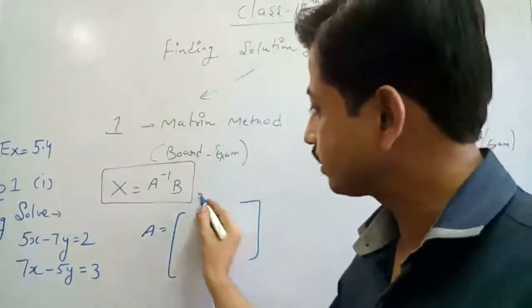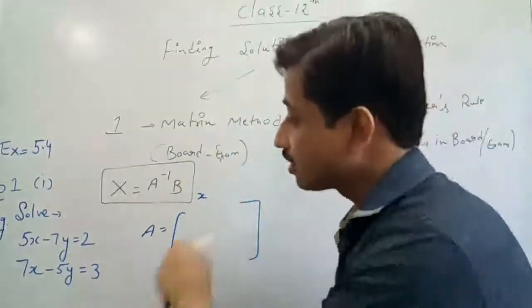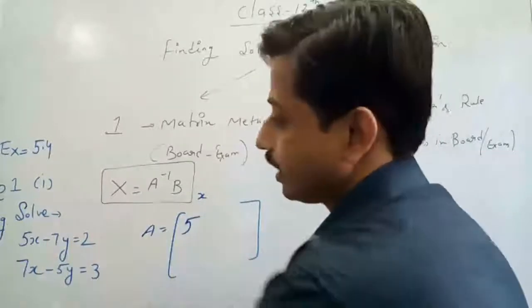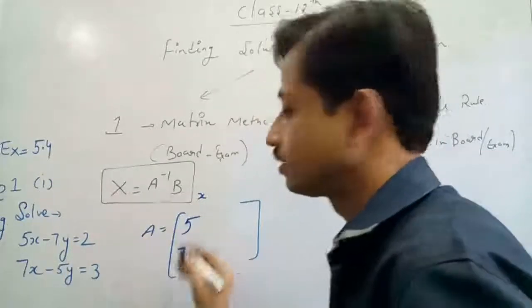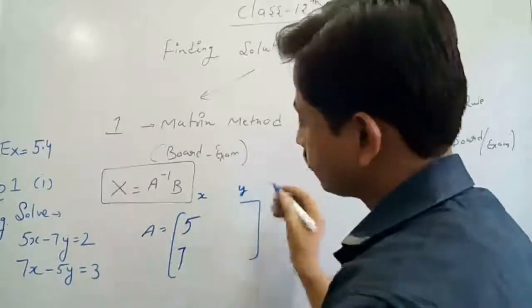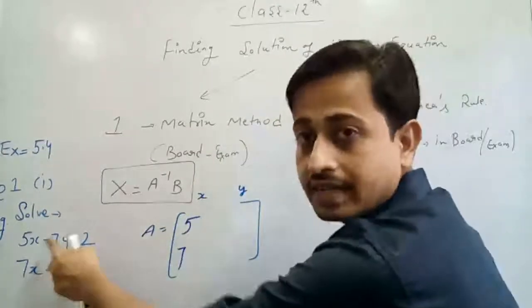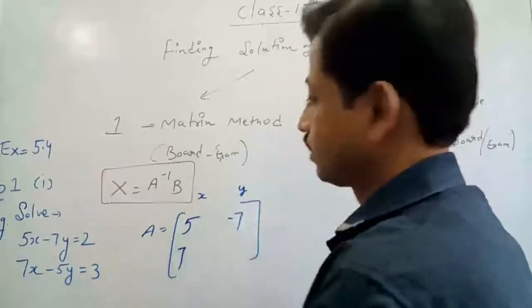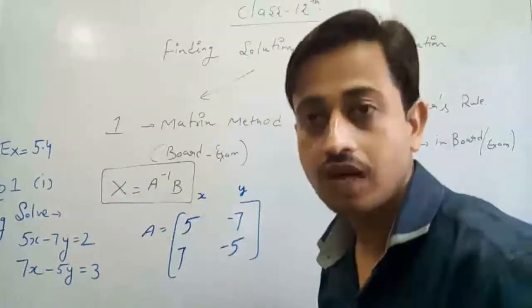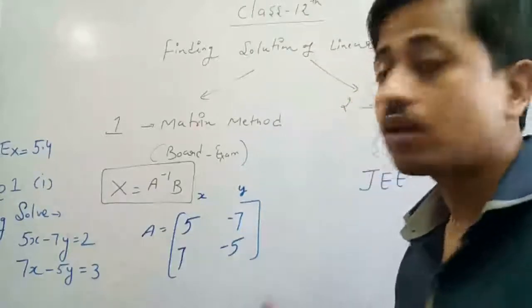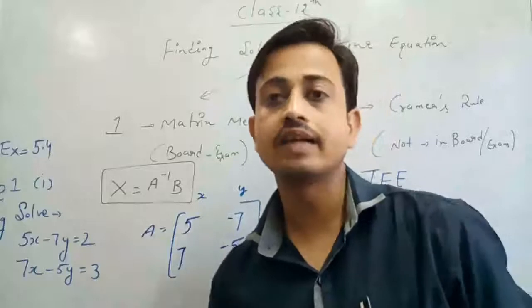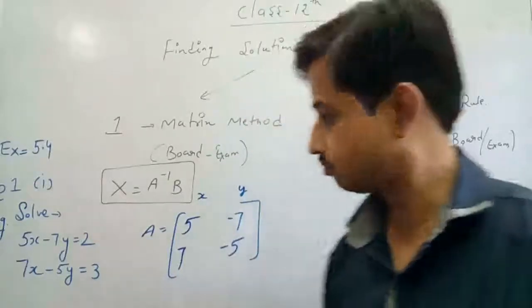If I am writing the coefficients of x, what are the coefficients of x in this? 5, and in this equation it is 7. Now what are the coefficients of y? y is -7, and in this equation -5. Whenever you write the coefficient matrix, that matrix is represented by capital A.